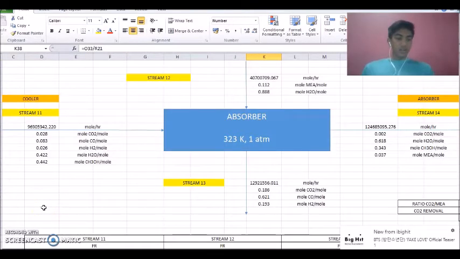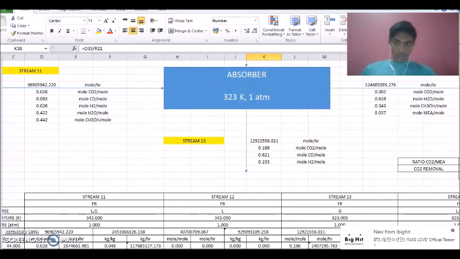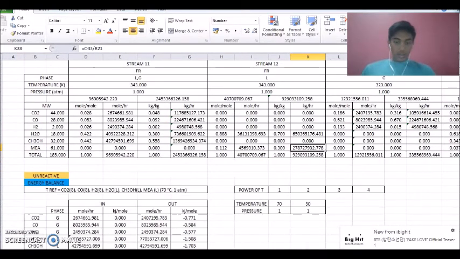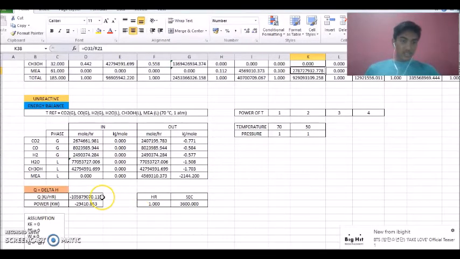Next, we have the absorber. The function of the absorber is to remove carbon dioxide, carbon monoxide, and hydrogen. The inlet temperature and pressure are 343 Kelvin and 1 atm, and the temperature and pressure for the outlet stream are 323 Kelvin and 1 atm. To calculate the heat energy produced, we choose our reference temperature, which is carbon dioxide in gas state, carbon monoxide in gas state, hydrogen gas in gas state, water in liquid state, methanol in liquid state, and MEA in liquid state at 73 degrees Celsius and 1 atm. The heat energy produced is a negative value, indicating that the reaction is exothermic.